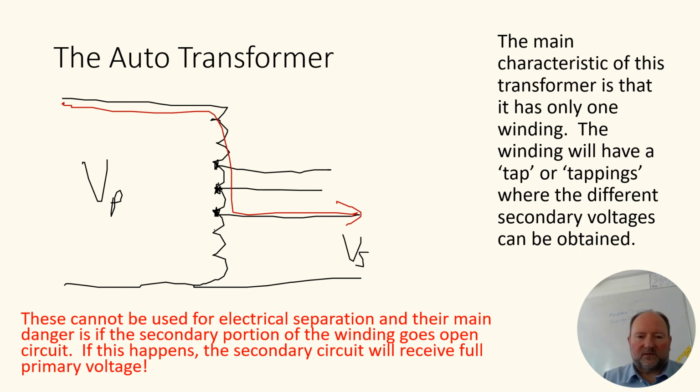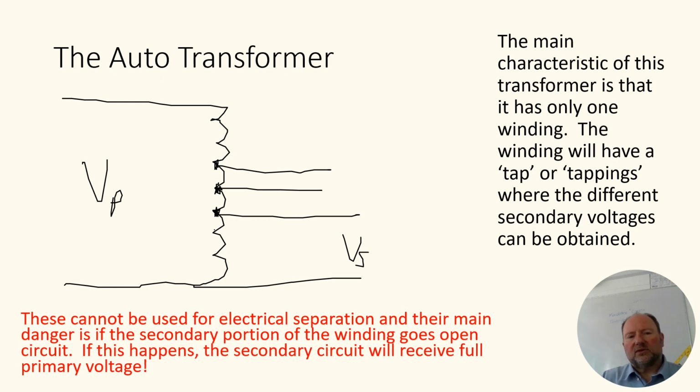If this was feeding some electrical equipment, for example, that would be quite disastrous, because it could mean you're putting 230 volts straight into a circuit board. Anyway, to recap, the auto transformer has just one winding with tappings to take various secondary voltages off. You can't use this for electrical separation, and you have to be careful not to burn out the secondary winding, because that means the primary voltage would appear at the secondary.